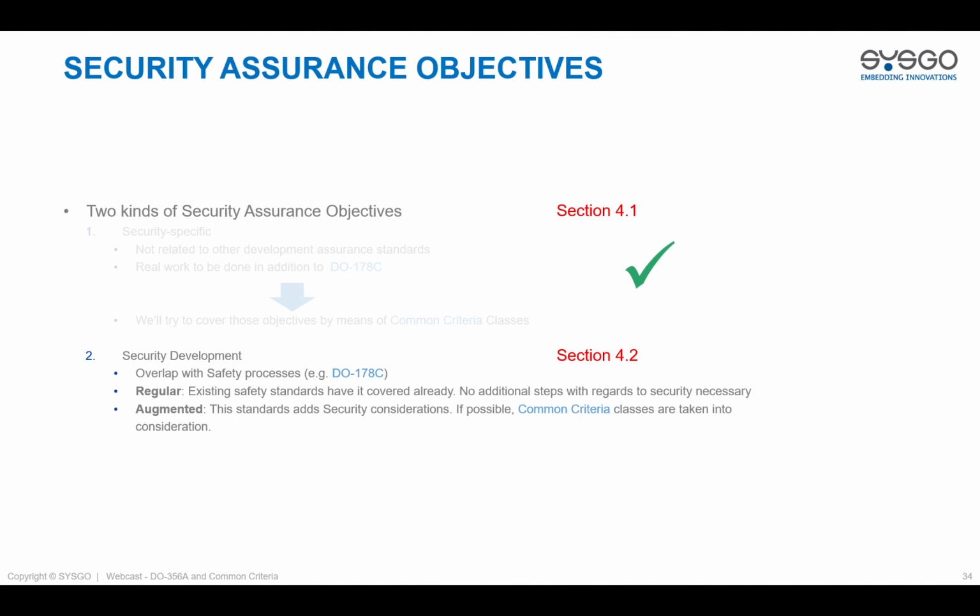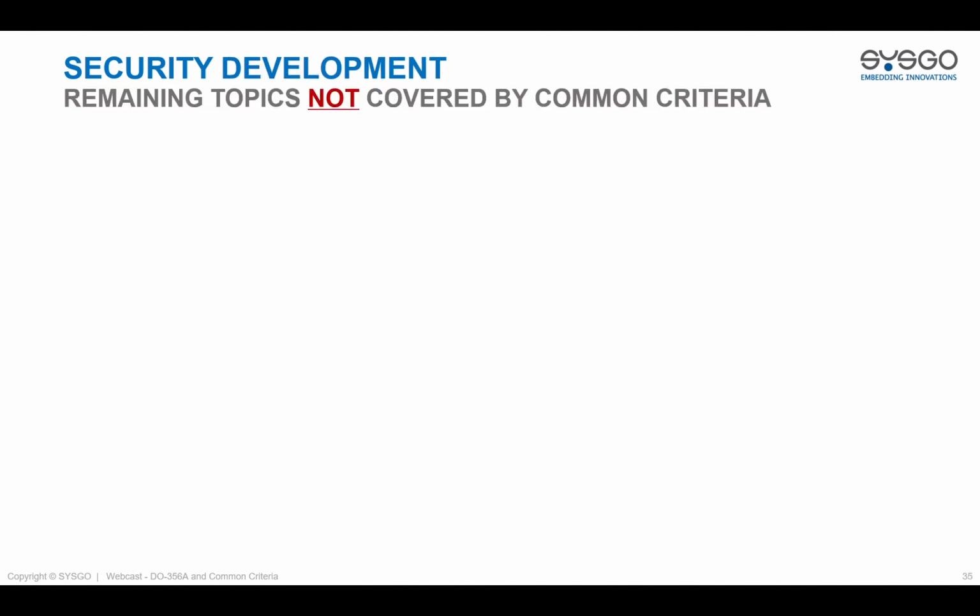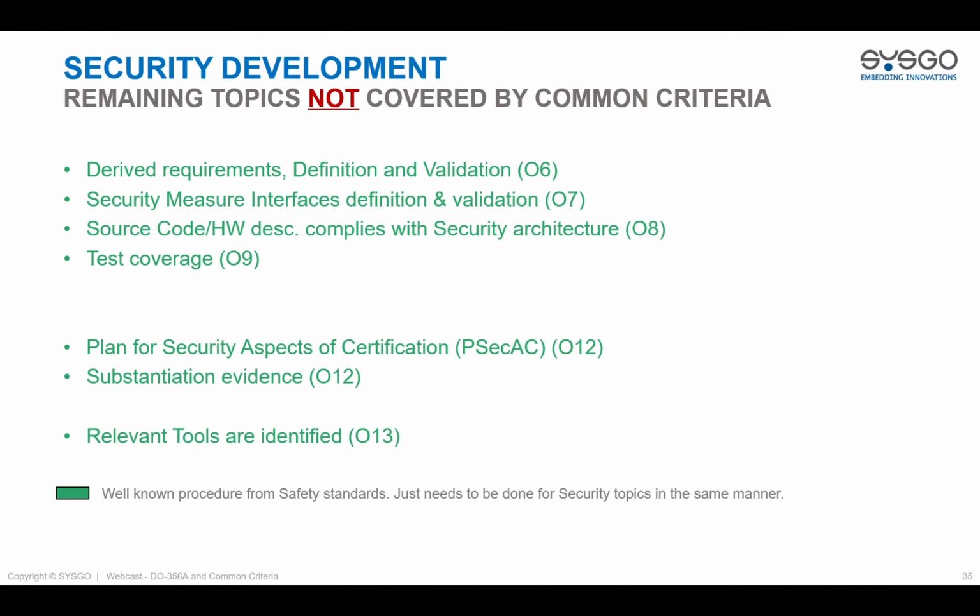These have additional security considerations. And if possible, we will take common criteria classes into consideration. So let's see what actually needs to be done here. These are derived requirements, security measures, and so on. All these things which are required are actually covered already by safety standards, which we all know. But of course, you need to do those things for the new security requirements.